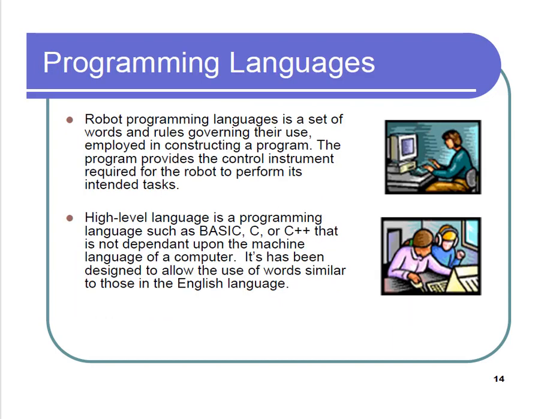Talking about the programming languages, a robot programming language is a set of words and rules governing their use, employed in constructing a program. The program provides the control instrument required for the robot to perform its intended task. A high-level language is a programming language such as BASIC, or C or C++, that is not dependent upon the machine language of a computer. It has been designed to allow the use of words similar to those in the English language.